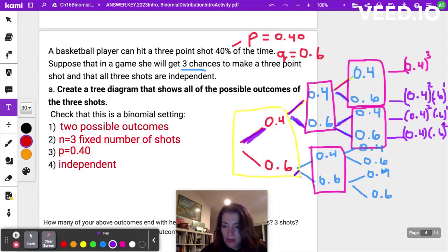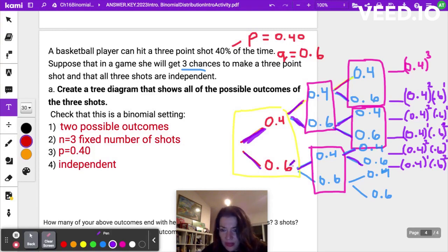Looking at our outcomes on the bottom, I have 0.6. That means she misses the first shot, she makes the second shot, and she makes the third shot. So that would be 0.4 squared, and I'll put a degree 1 here to show you. So 0.4 squared times this 0.6. All right, looking at our next outcome, we have 0.6 times 0.4 times 0.6. So that means 0.4, there's one of those, and there are 2 0.6s here, 0.6 squared. That means she makes one shot and she misses 2 shots out of 3.